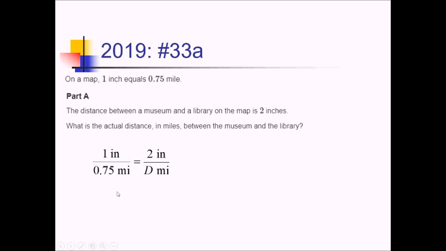So cross multiplying, we've got 1d on one side, and 2 times 0.75. You could use a calculator, but you don't necessarily need to. That's going to be 1.5. So then d equals 1.5 miles.